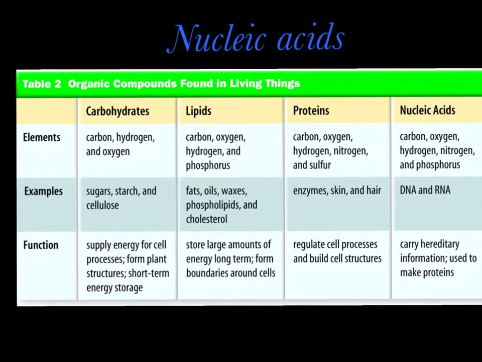The fourth organic compound found in living things is nucleic acids. Nucleic acids have the elements carbon, oxygen, hydrogen, nitrogen, and phosphorus. Some examples of nucleic acids are DNA and RNA. It also carries hereditary information and is used to make proteins.